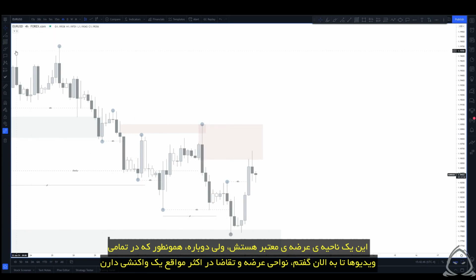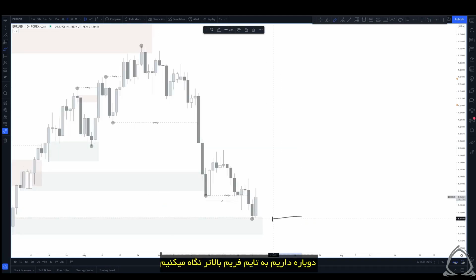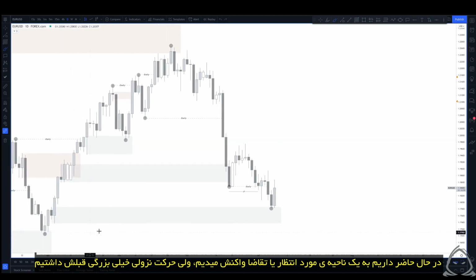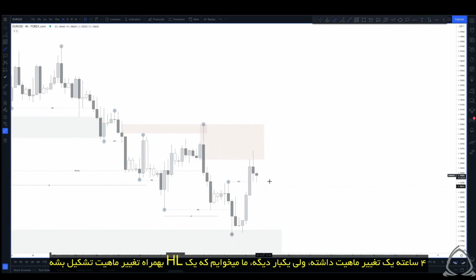But again, like I've said in every video at this point, supply and demand zones are more than likely going to get a reaction, but it's the follow through that we're more interested in. Again, we're looking at the higher time frame. We're reacting off of a daily point of interest or daily demand zone currently, but we've come from a very large downtrend. The 4 hour has seen a change of character.